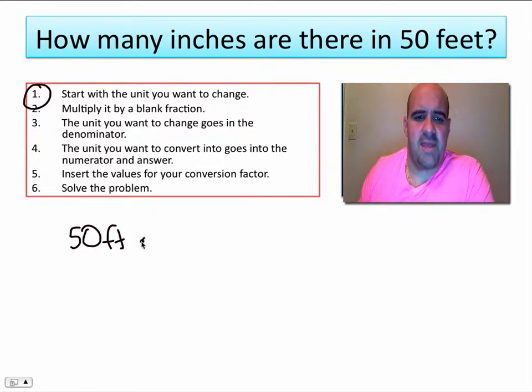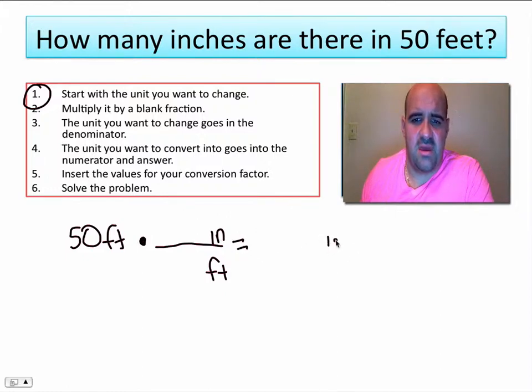Multiply it by some blank fraction. The unit I want to change goes in the denominator. So the unit I want to change, feet, must go in the denominator. The unit I want to convert into goes into the numerator and answer. And I want to go from feet into inches. And it says this goes in the numerator and the answer. And this is the basic setup of the problem.